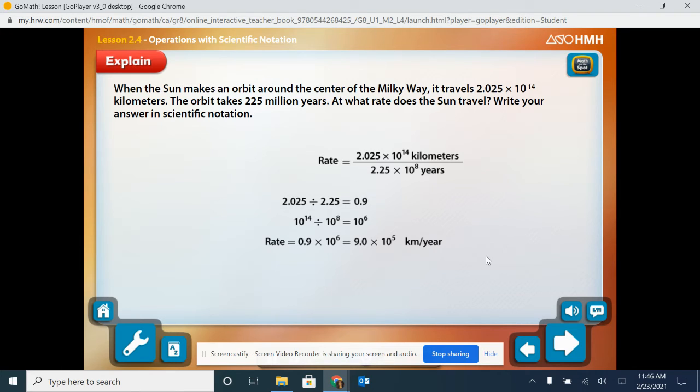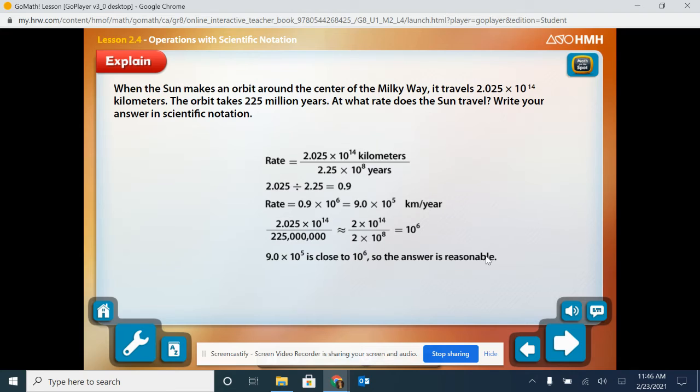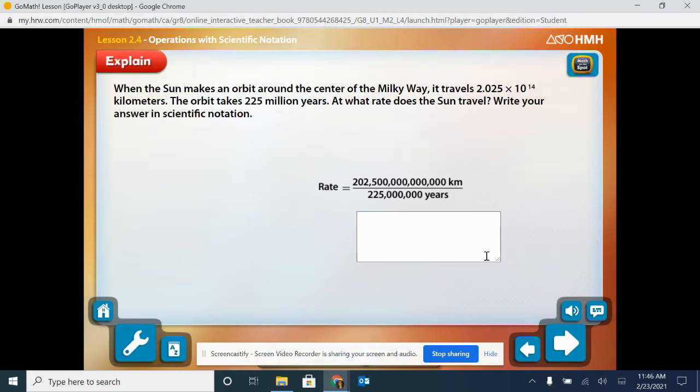Correct. The units are kilometers per year. Use estimation to check the reasonableness of your answer. You solve the problem by writing 225 million in scientific notation. You could have written 2 and 25 thousandths times 10 to the 14th power in standard notation instead, to perform the division. Would this be a good way to solve the problem? Explain your answer.